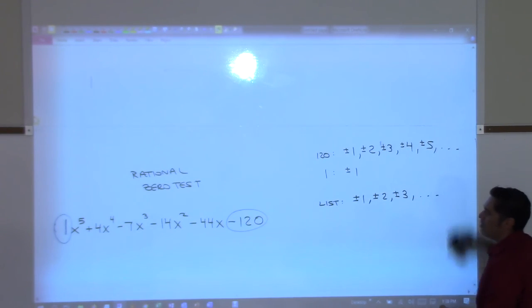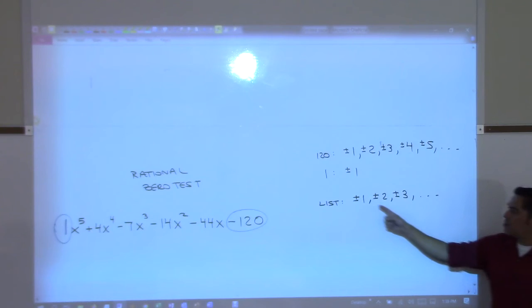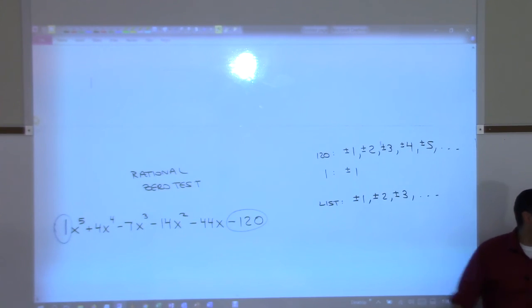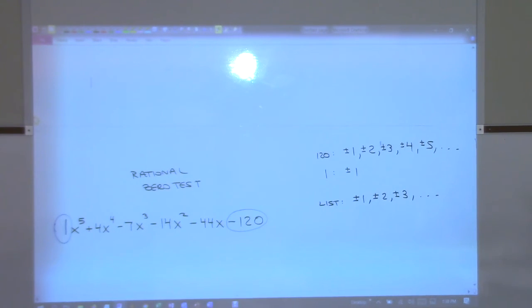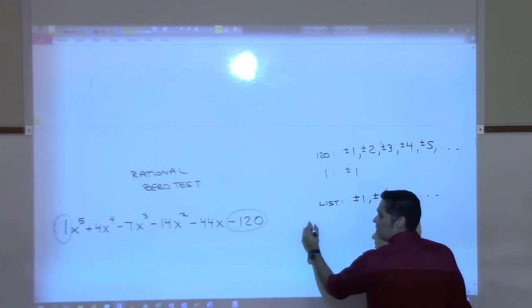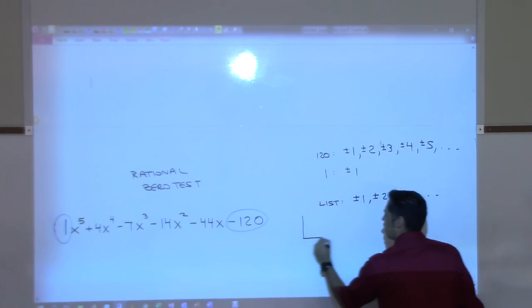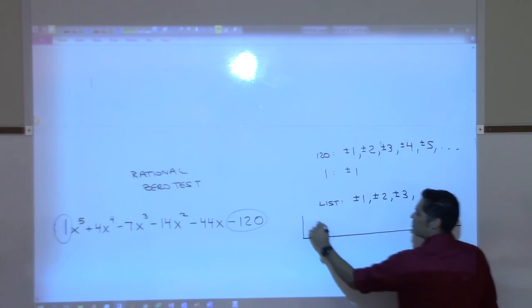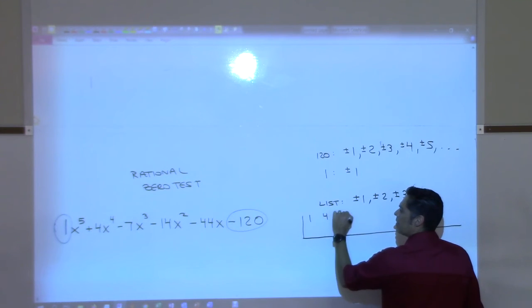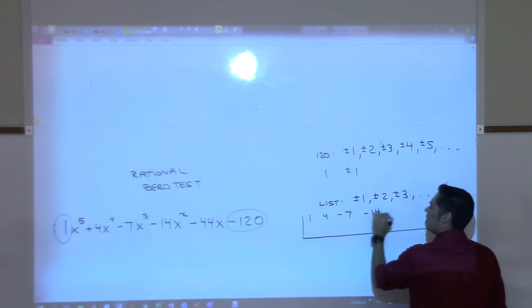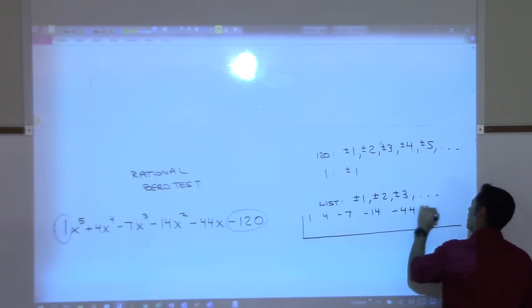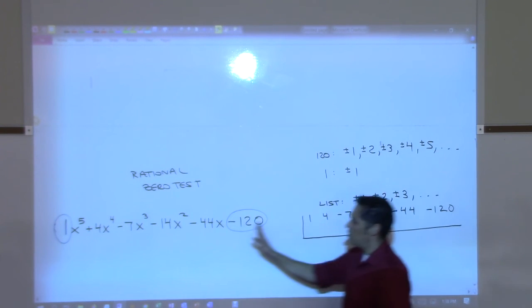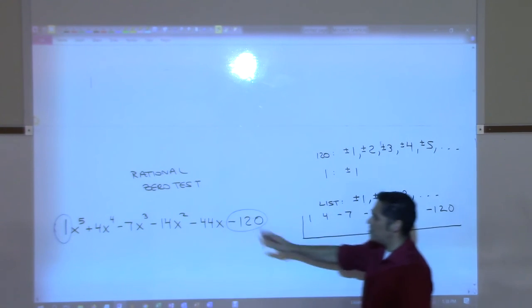Okay, and there's more, but I'm not going to go through them. Now what we're going to do is this creates a list of potential candidates for us to use in our synthetic division. All right, so you ready to start doing it fast? This is how synthetic division works. We put all the coefficients here, 1, 4, negative 7, negative 14, negative 44, and negative 120. We're just putting in the coefficients.